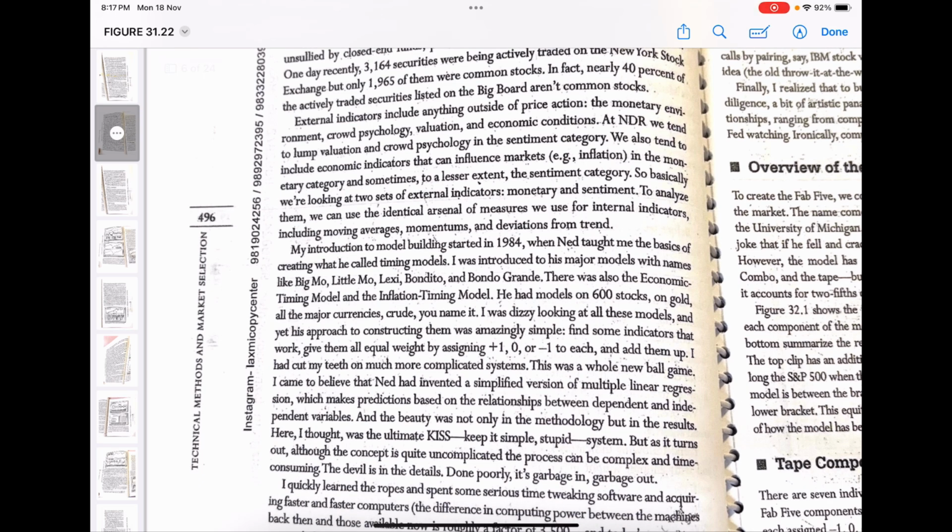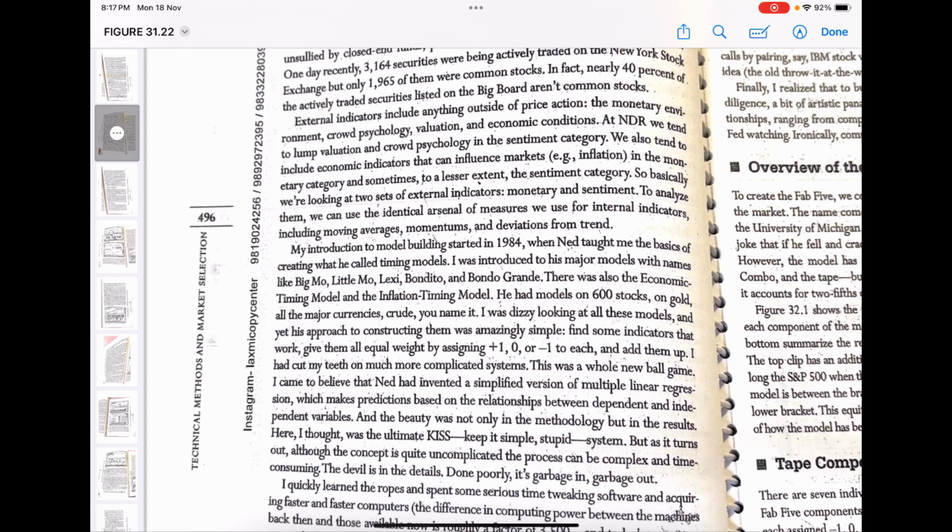Now, external indicators are indicators which are outside of price action. Okay, so the monetary environment, crowd psychology, valuation, economic conditions, these kinds of things which are external factors which will affect the markets, come under external indicators. We also tend to include economic indicators that can influence the market, like inflation in the monetary category, and sometimes to a lesser extent the sentiment category. So basically we're looking at two sets of external indicators: monetary and sentiment indicators.